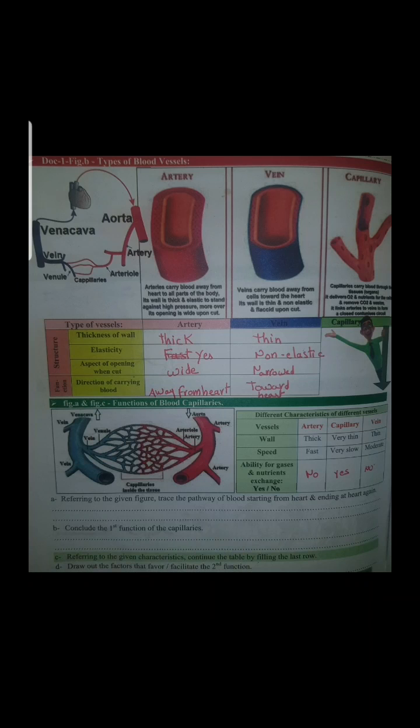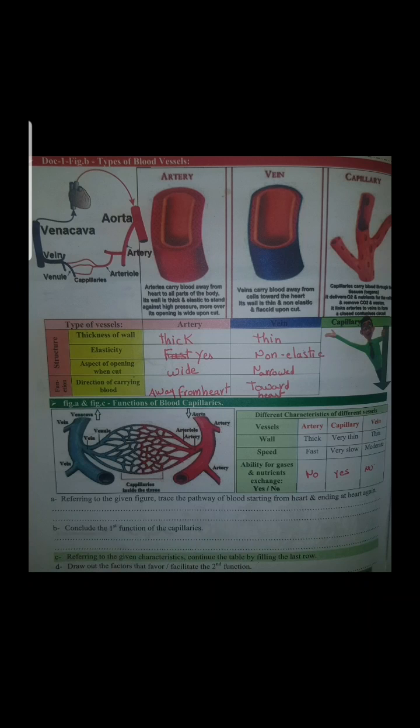So we have three characteristics for the blood vessels. First, they have a thick wall. Second, they are very elastic. If you see the blood vessels, they are elastic. They can be elongated or shortened. Then they are very wide at their opening. Once you open them, they have a wide opening. Direction of carrying blood: they carry the blood away from the heart. They carry the blood from the heart to all body organs.